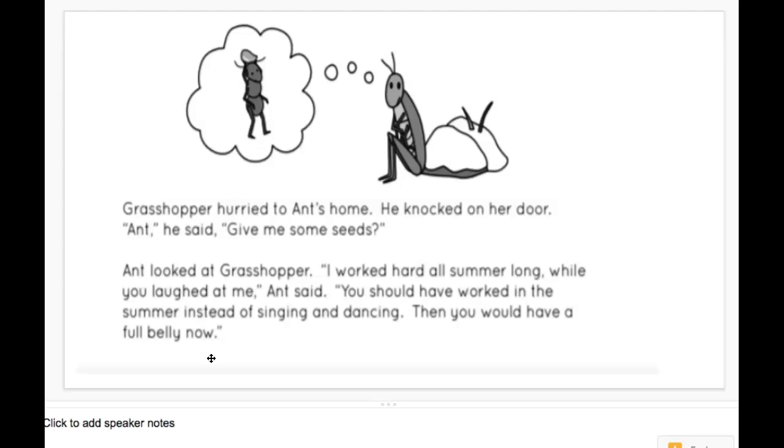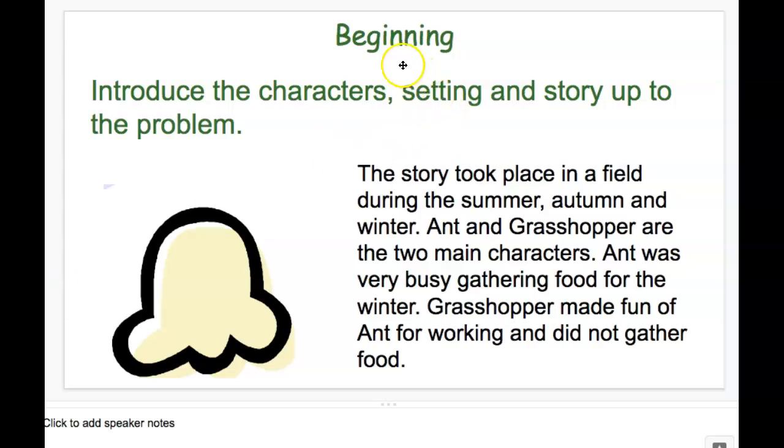That's the end of the story. So let's think about the pieces that we have of the story, the beginning. Remember, we introduced the characters, the setting, and the story up to the problem. The story took place in a field during the summer, autumn, and winter. Ant and Grasshopper are the two main characters. They're the only characters. Ant was very busy gathering food for winter. Grasshopper made fun of Ant for working and did not gather food. There's the beginning of our story.